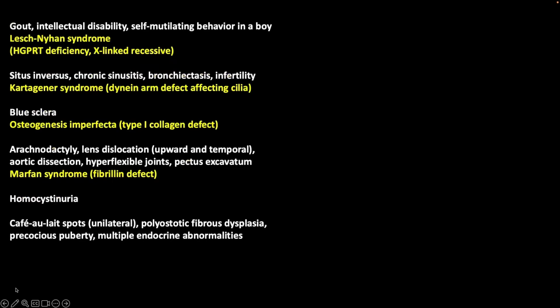Now you see café-au-lait spots, precocious puberty, multiple endocrine abnormalities, and polyostotic fibrous dysplasia. This would be McCune-Albright syndrome, and that's a G protein activating mutation.